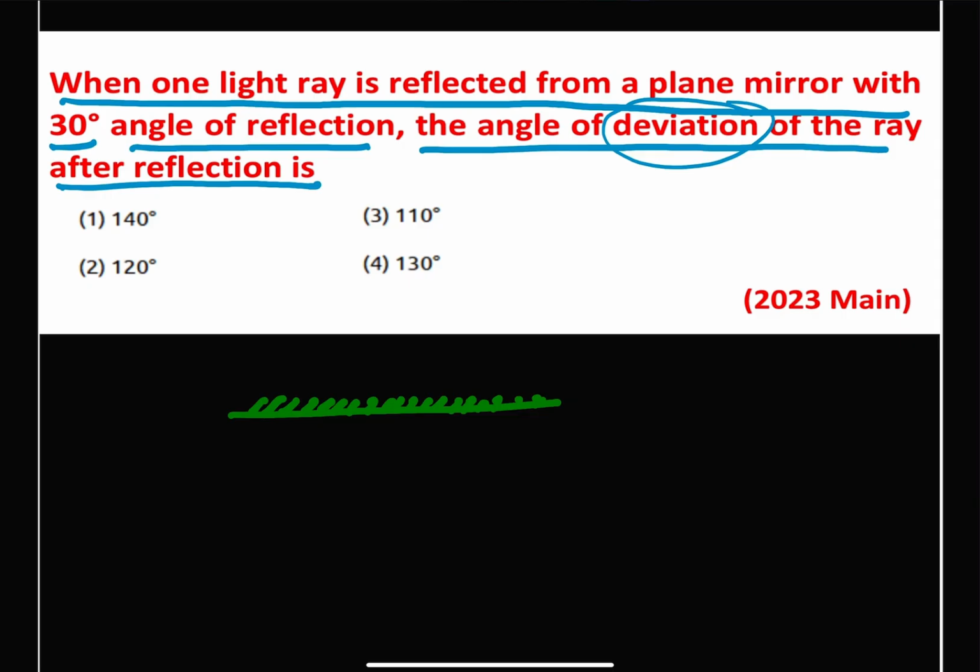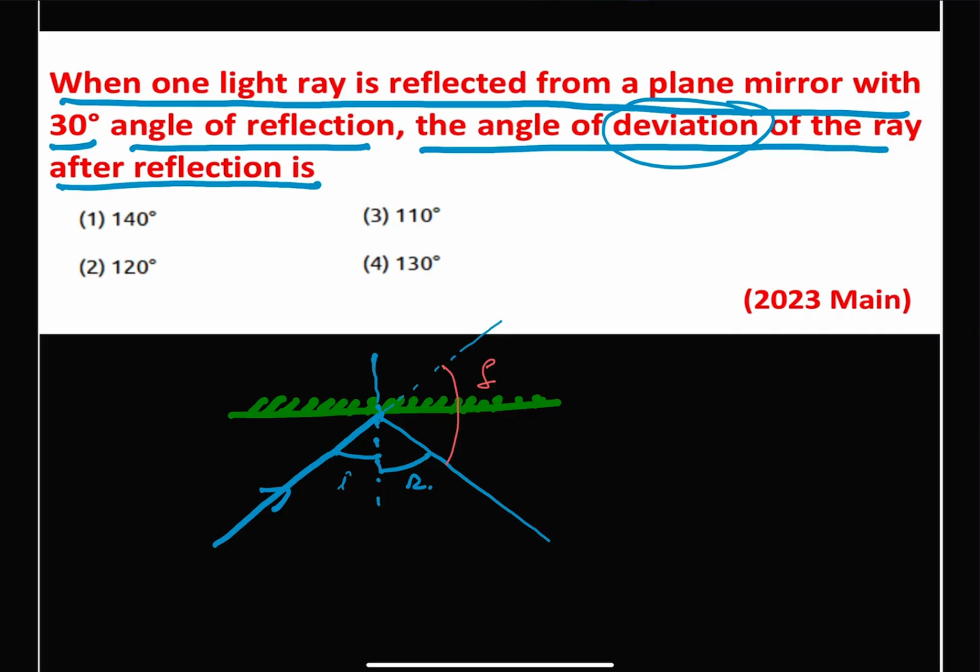So suppose this is a plane mirror, and we have an incident ray. This will be a reflected ray, and the angle is given as 30 degree, when one light ray is reflected from a plane mirror with 30-degree angle of reflection. Okay. So suppose this is our incident angle and this is our reflected angle, and if we extend this, we are going to get the deviation. This will be our delta, which we need to find out.